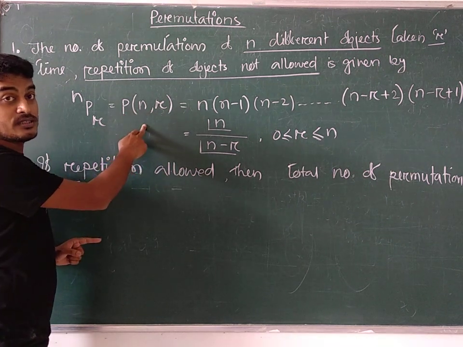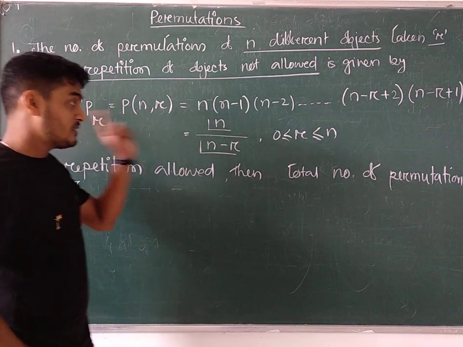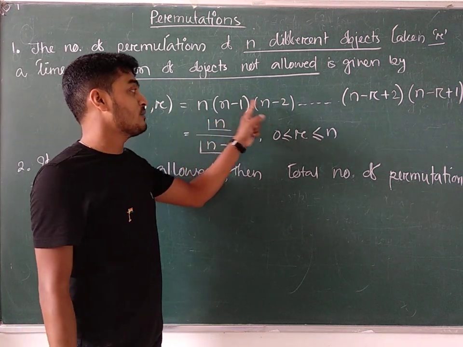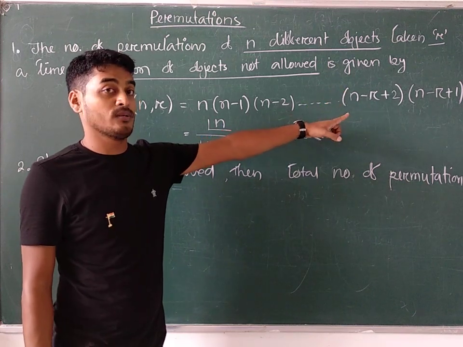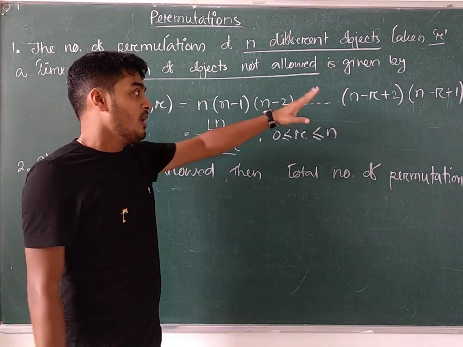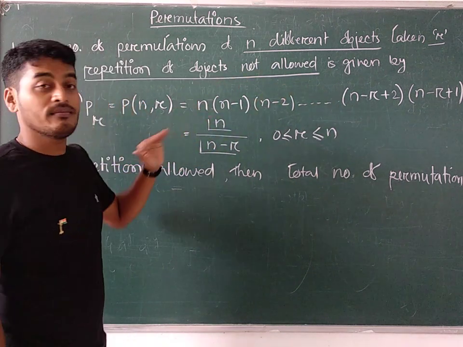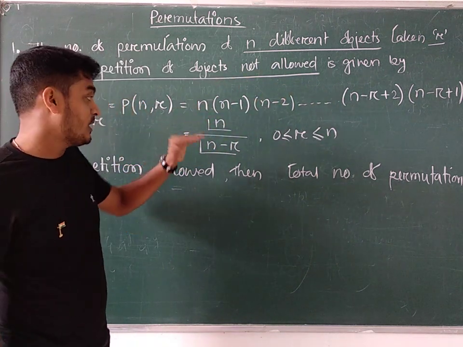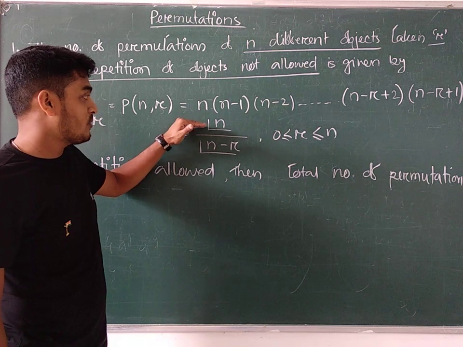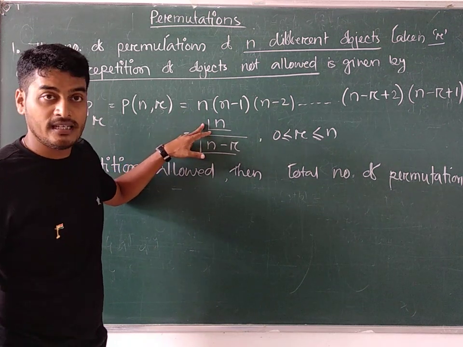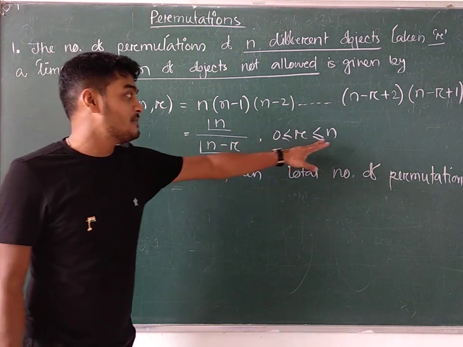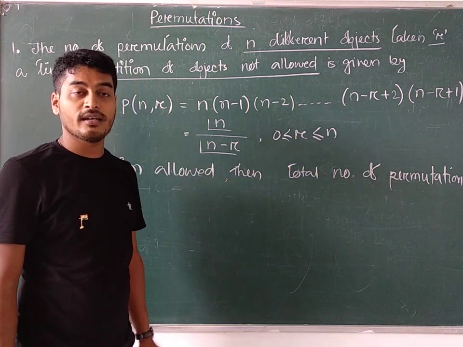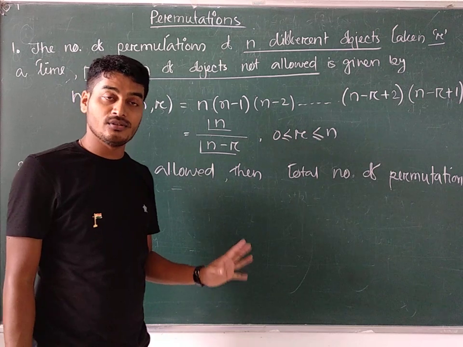Which is also represented by P of n comma r. This is another representation of permutation. And this one is nothing but n into n minus 1 into n minus 2, the value will be like that. What is the last term? N minus r plus 1. Are you getting my point? This expression we have already discussed in the previous video, how we have got this one, and this expression can also be written as factorial of n divided by factorial of n minus r. The value of r lies between 0 and n. Okay, remember the value of r lies between 0 and n.